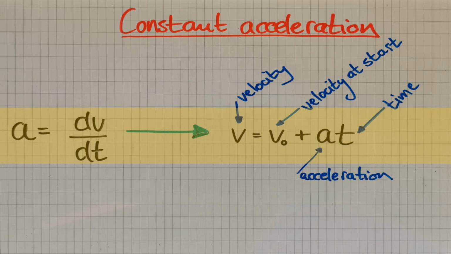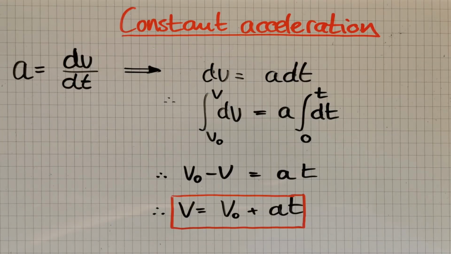So how do we do this? We start off by saying that we have defined acceleration to be dv dt, your instantaneous acceleration. So if we multiply through with dt, we get dv is equal to a dt. Now we integrate on both sides of the equation, and we integrate from our initial velocity to our final velocity. dv is therefore equal to a, the integral of dt from 0 to t.